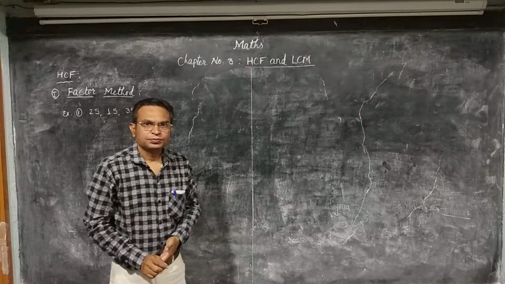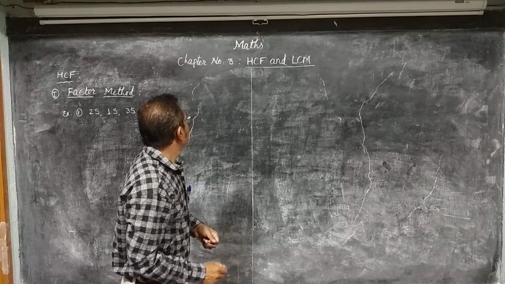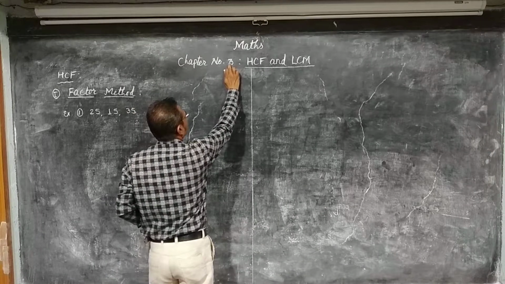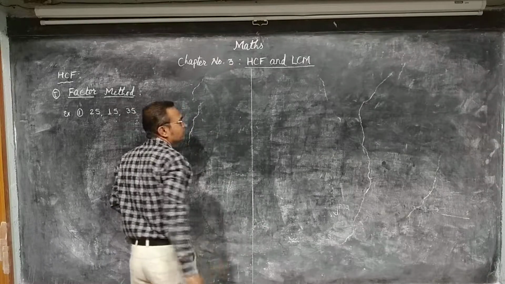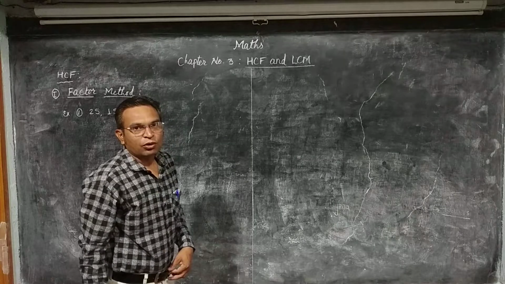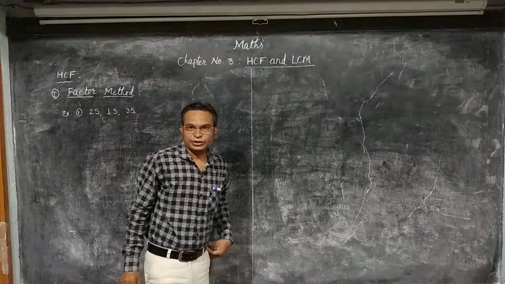Good morning, friends. We are learning chapter number 3, HCF and LCM. HCF is the highest common factor, and LCM is the lowest common multiple.